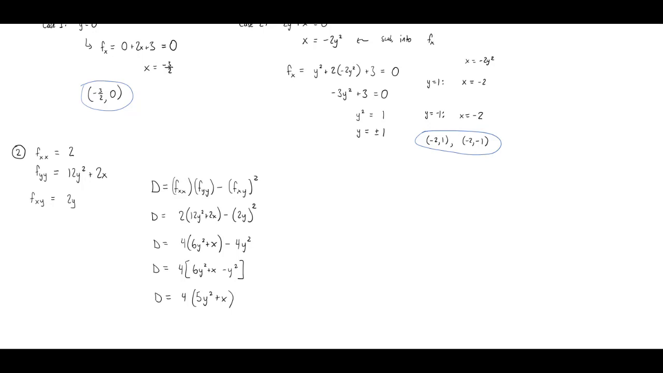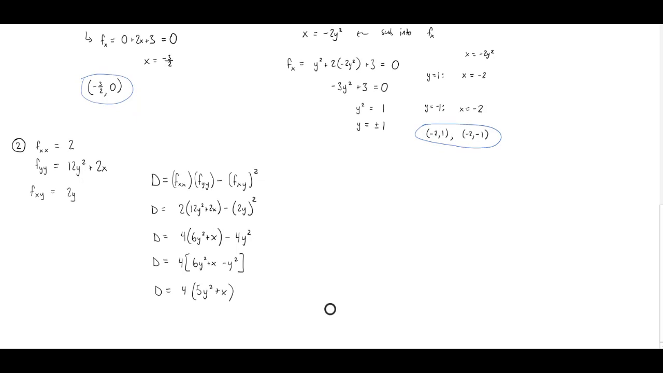Okay, so now I want to take each critical point and plug it into D. So let's start with this first critical point that we found. So let's plug -3/2, 0 into D.